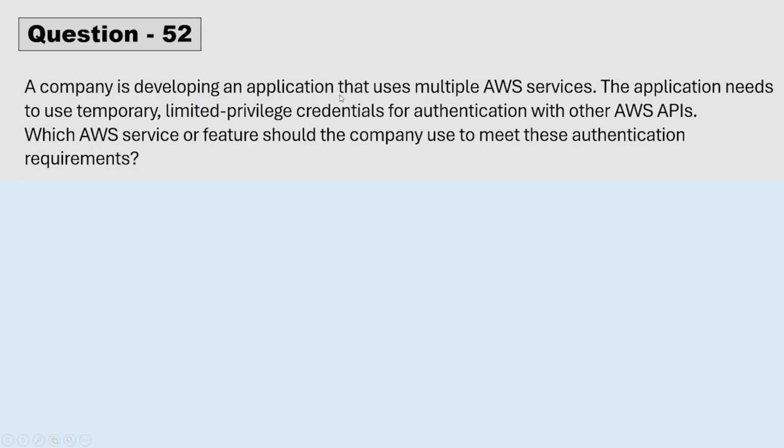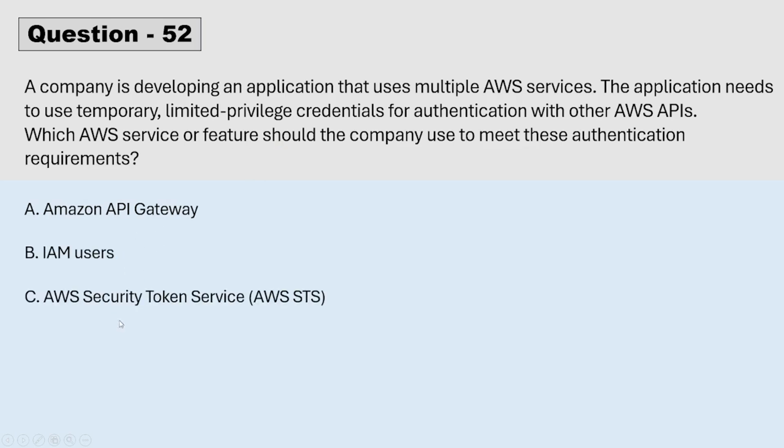Now question number 52. A company is developing an application that uses multiple AWS services. The application needs to use temporary limited-privilege credentials for authentication with other AWS APIs. Which service or feature should the company use to meet these authentication requirements? Here are the options: option A, Amazon API Gateway; option B, IAM users; option C, AWS Security Token Service, that is AWS STS; option D, IAM instance profiles. So these are the options.